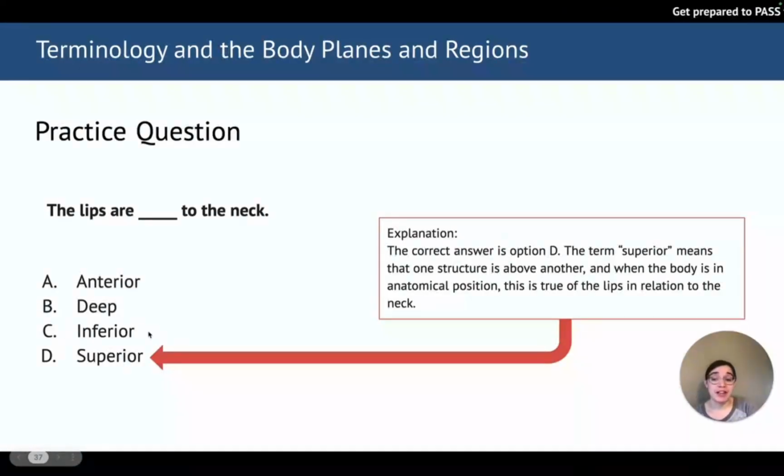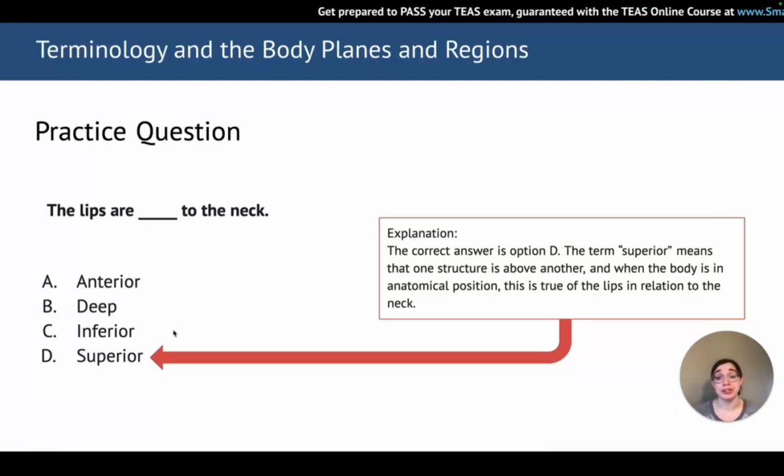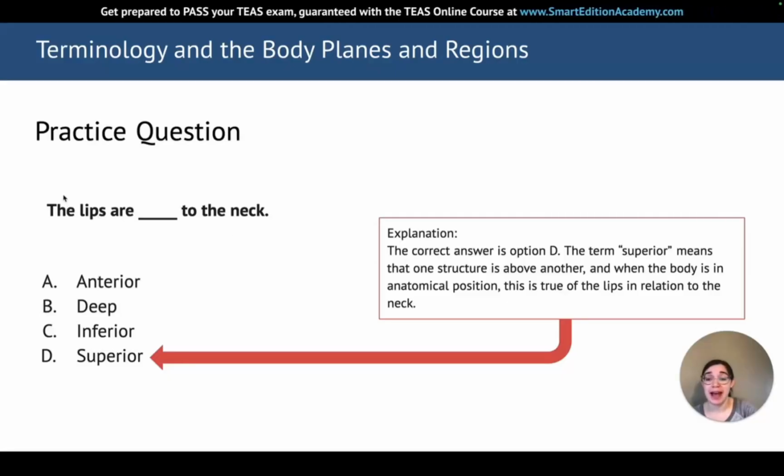The word inferior is the opposite of the word superior. So it indicates that a structure is below another structure. So if our practice question were flipped and we were being asked the neck is blank to the lips, then inferior would be an appropriate answer because in anatomical position, the neck is below the lips, as we have seen.